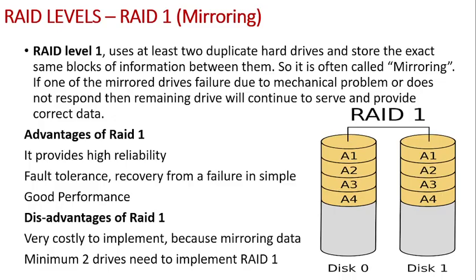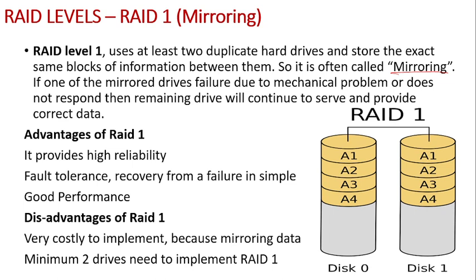Next comes RAID 1, which uses at least two duplicate hardware drives and stores the exact same block of information between them. So it is often called mirroring. This concept is called mirroring.